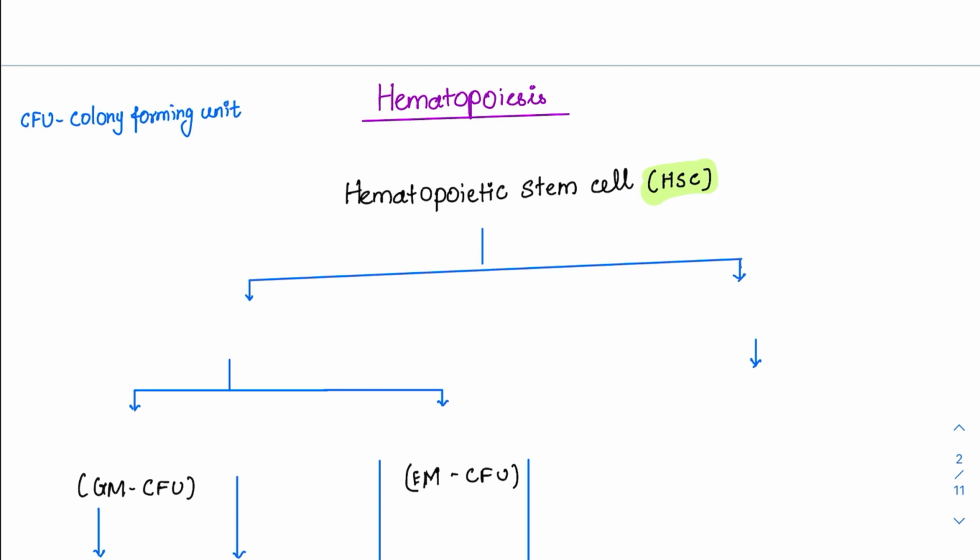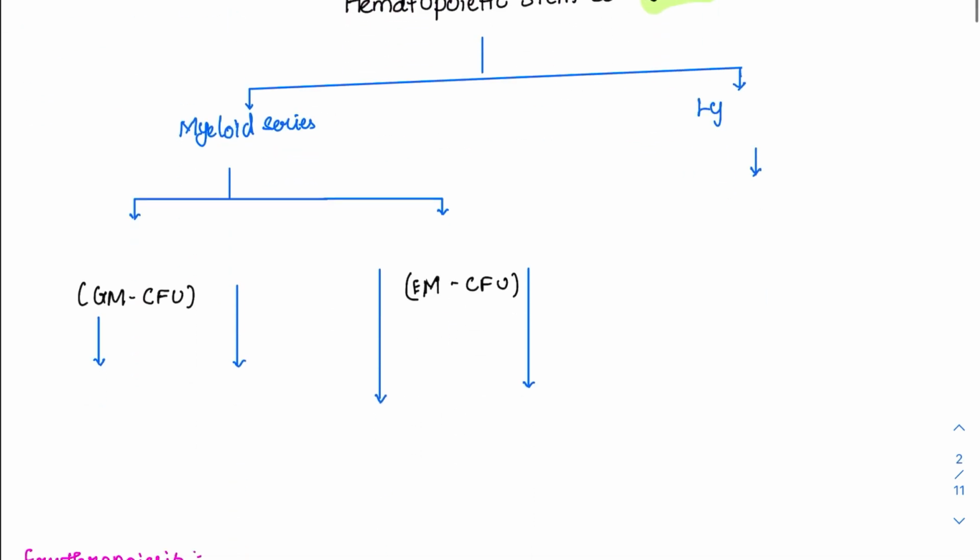So basically, they are classified into two groups. One is the myeloid series, that is the myeloid group of cells, and another group is the lymphoid series. This lymphoid series will include the T cells, B cells, and NK cells, natural killer cells. So they form the lymphoid series.